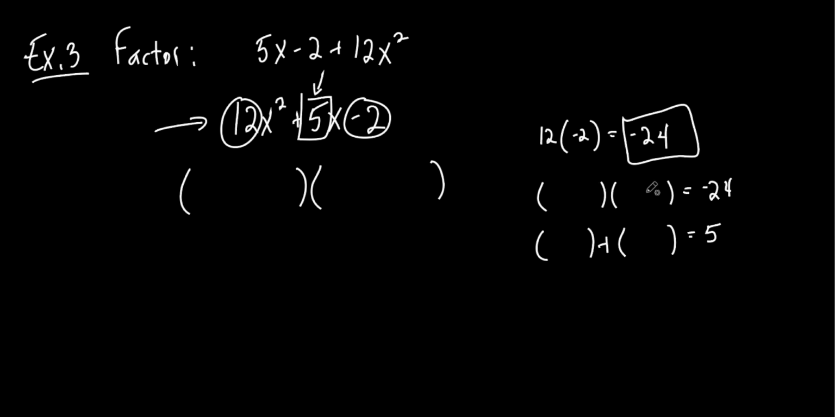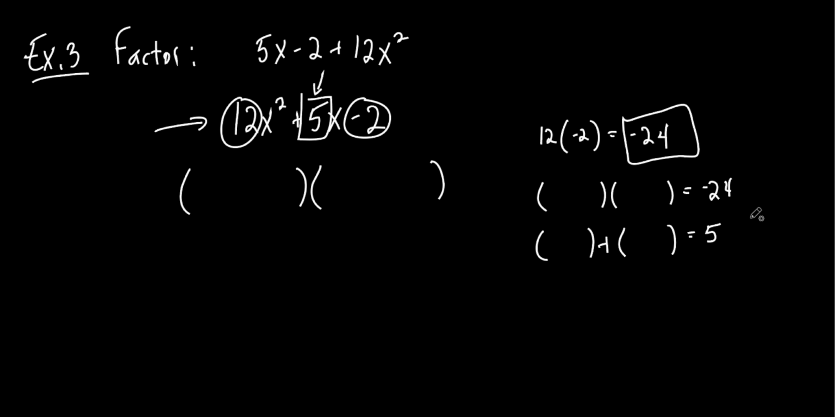I'm going to say what times what is negative 24, and the same two numbers added together need to equal 5. Can you think in your head? Well, what do you got? You got 24 times 1. Is there any way you're going to get a 5 out of that? No. 12 times 2? No. What's another one? 6 and 4, I can't get a 5 out of that, can I? What else I got? 8 and 3. Oh, I can get a 5 out of that, can't I?